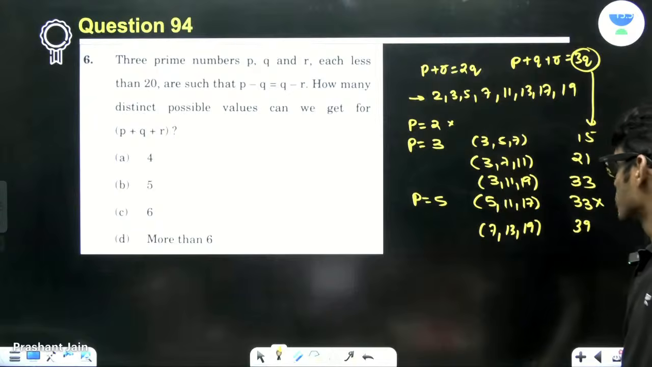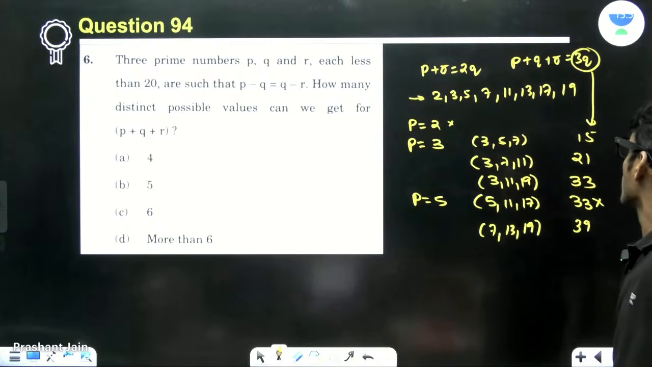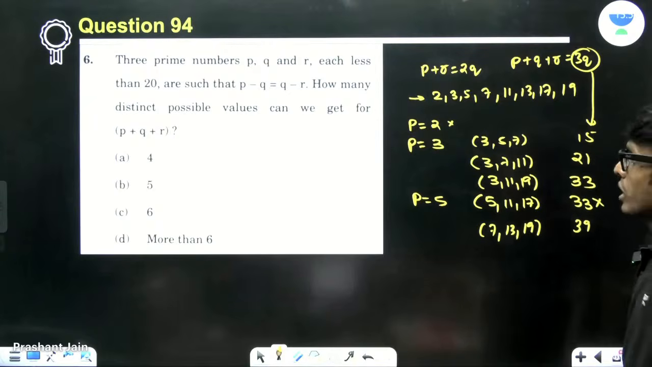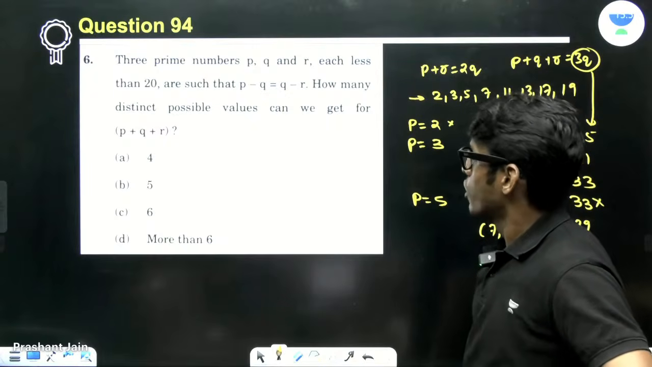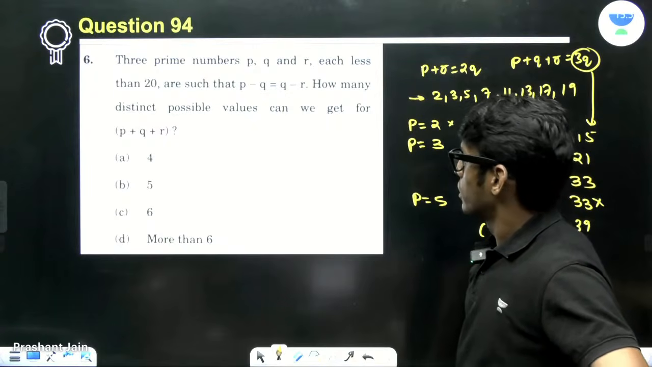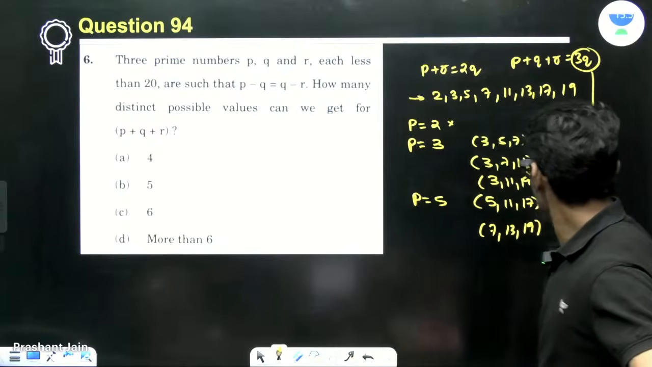Oh man. So which means we have to count many more. How many distinct possible values can we get for P plus Q plus R? 3 prime numbers P, Q, R. I don't think we will have more.